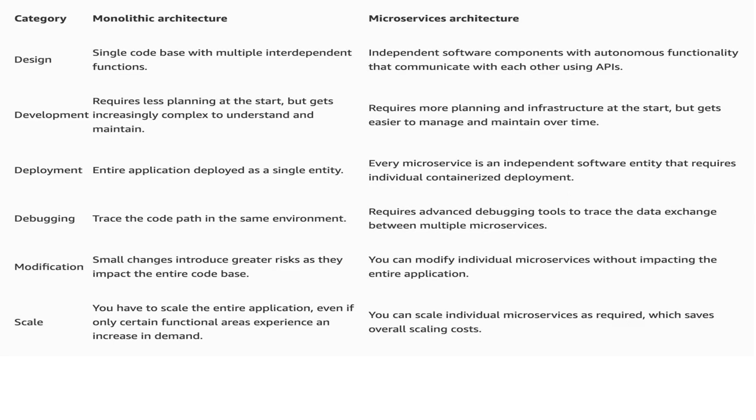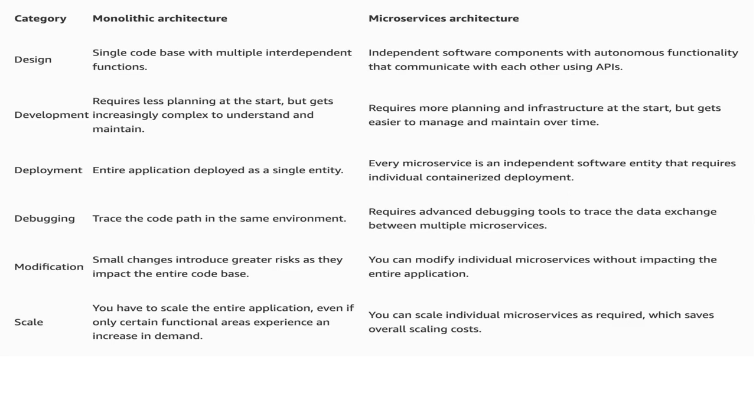Third, deployment. In monolithics, the entire application is deployed as a single entity. But every microservice is an independent software entity that requires individual containerized deployment. Fourth, debugging. In monolithic, trace the code path in the same environment, so it is easy to find the bug. But in microservices, it requires advanced debugging tools to trace the data exchange between multiple microservices.